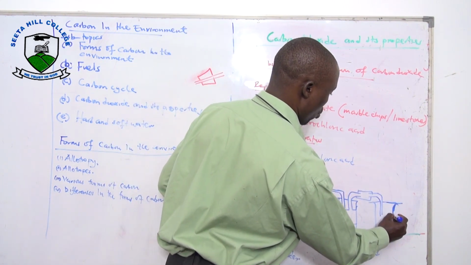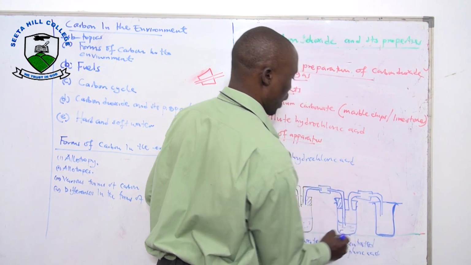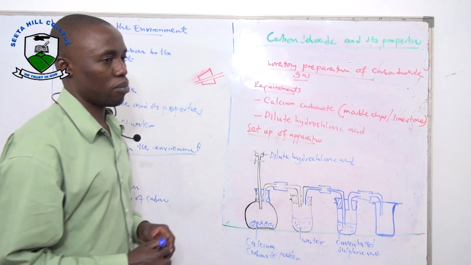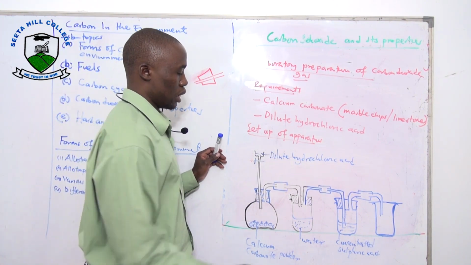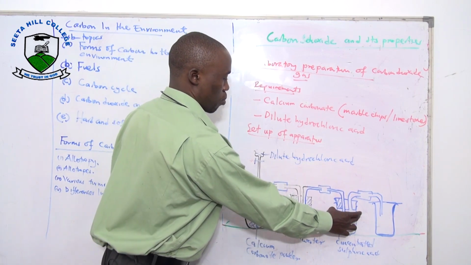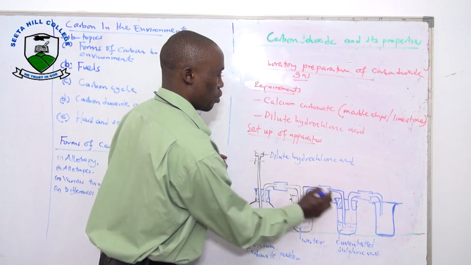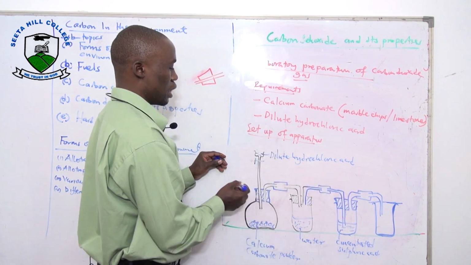I will ask you to do more research on this, but we are going to do it practically. Because of time we cannot prepare it now. But this is a boiling tube. We can use a wash bottle, boiling tube, and cork very well and connect very well. Then we pour the acid here.